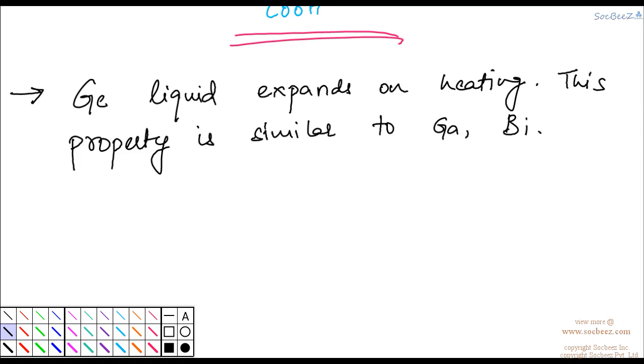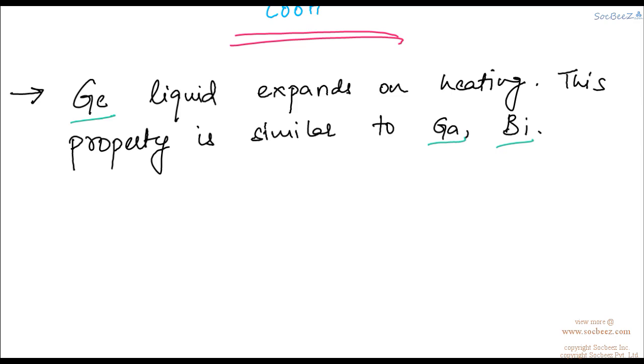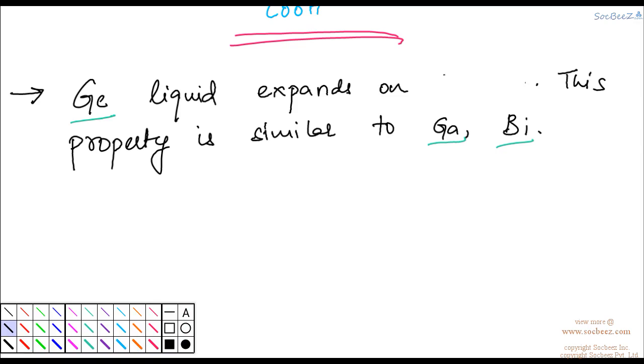This property is similar to gallium and bismuth. Basically what I mean is that germanium, gallium and bismuth, all these liquids expand on heating. I'm very sorry, these expand on solidification. Germanium liquid, gallium and bismuth all expand on solidification. You must know that a liquid when solidified usually contracts, but these three liquids expand on solidification.